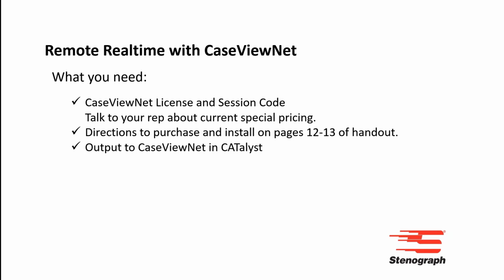So if you're on Catalyst version 20 or 21, hopefully you're all on version 21.02, which is the latest version out there. If you are using the latest version, and you're also sending out to CaseViewNet and you're using Realtime, and you've got scopists working for you and cleaning up as you go, their work is going out to the CaseViewNet feed as well. So it could be a very, very clean, good translation that is easy for your clients to use. So you want a CaseViewNet license and a session code.